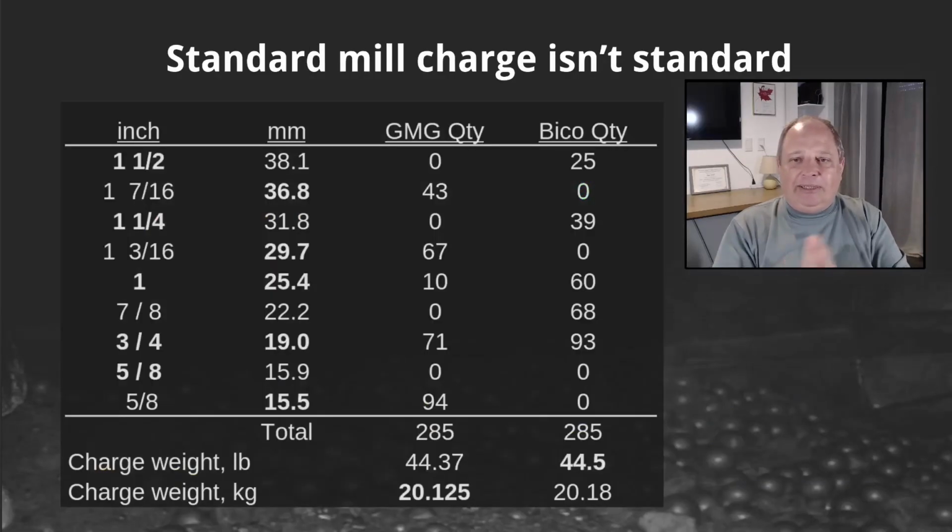And what this looks like in a tabular form is you've got a slight difference in the quantity of balls and the dimensions of the balls, where this equilibrium charge that BECO generates, they claim has more intermediate sized balls. It's got fewer of the very coarse balls, although they are slightly coarser at the top end, and slightly different arrangements of the finer end of the balls.